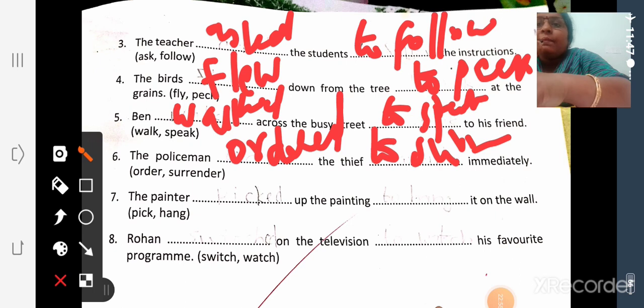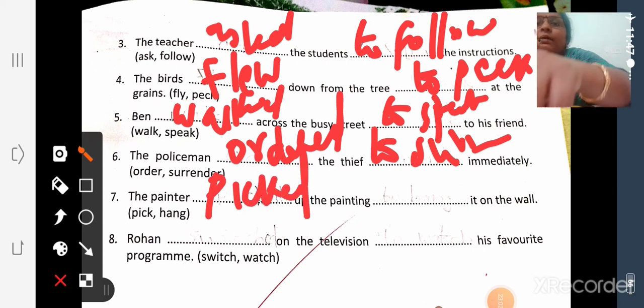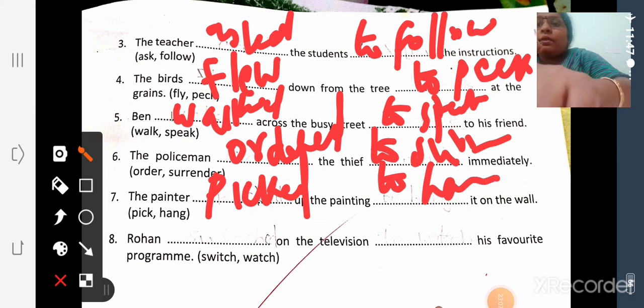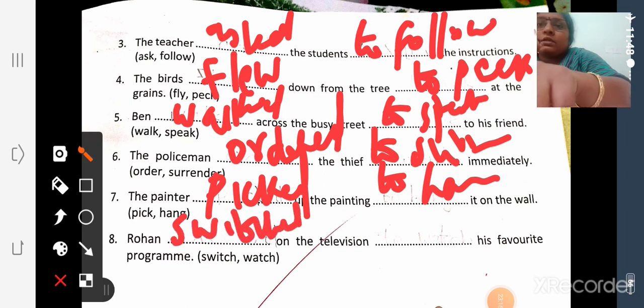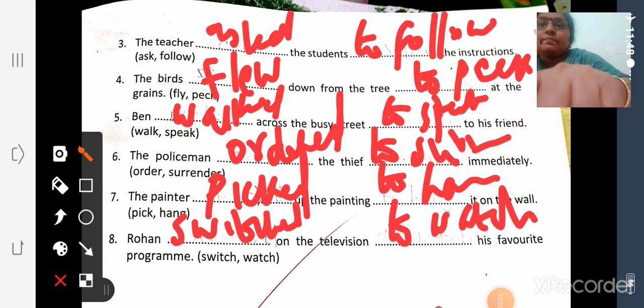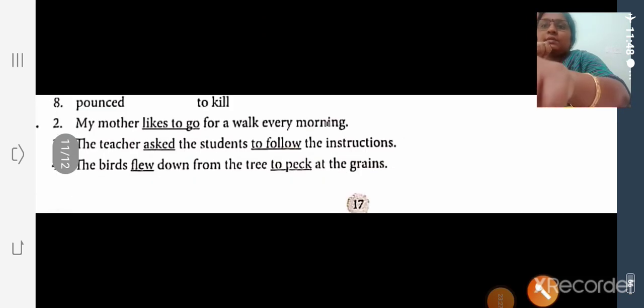Then, the painter dash up the painting. The painter picked up the painting to hang it on the wall. Then Rohan dash on the television. Rohan switched on the television to watch his favorite program, to watch. Okay, so these are the answers. Here we have the answer key.